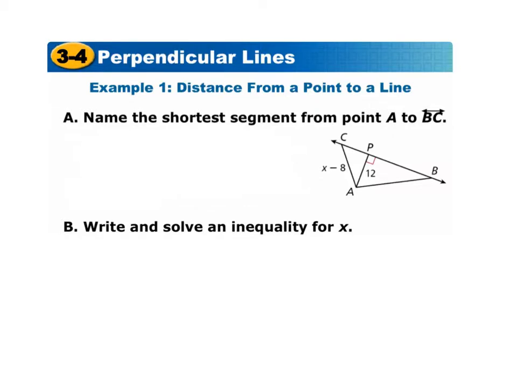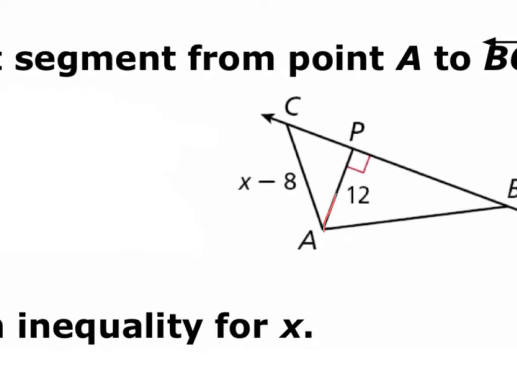Name the shortest segment from point A to BC. PA, yep. So segment PA would be the shortest segment from point A to line BC. This segment right here.